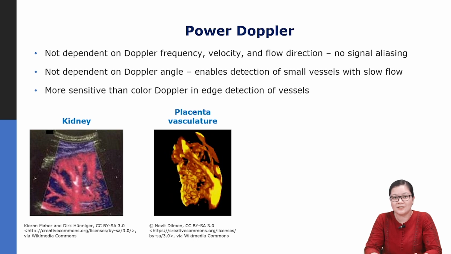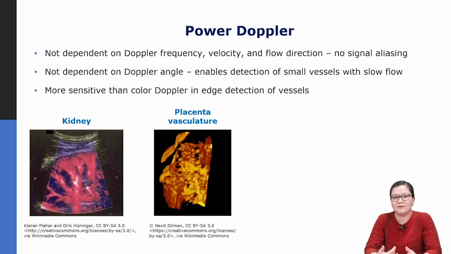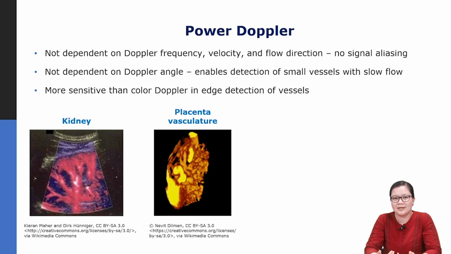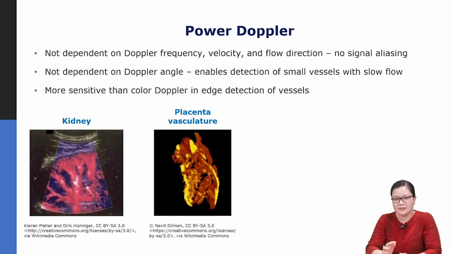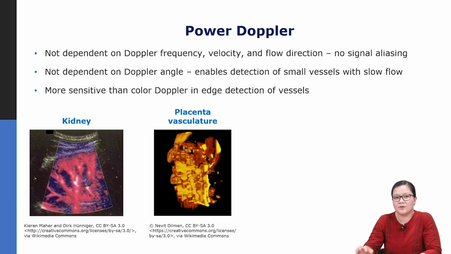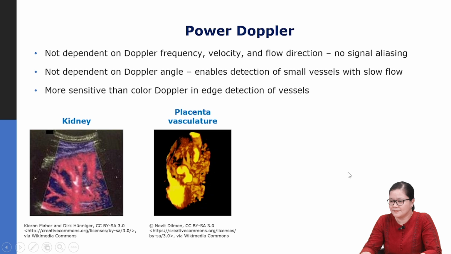But a limitation of power Doppler is that it doesn't, again, give you the velocity as well as the flow direction. So these are disadvantages, but it's widely used for looking into slow flow velocities.